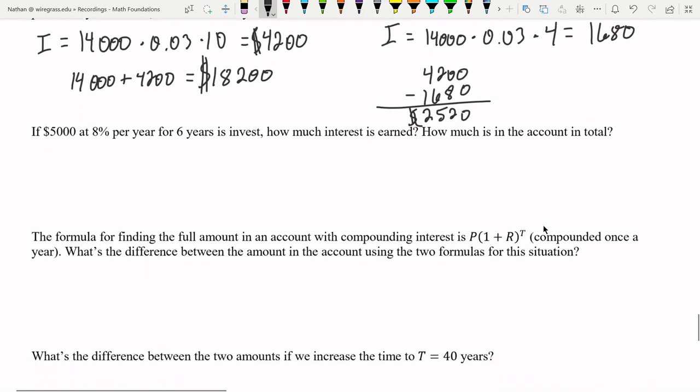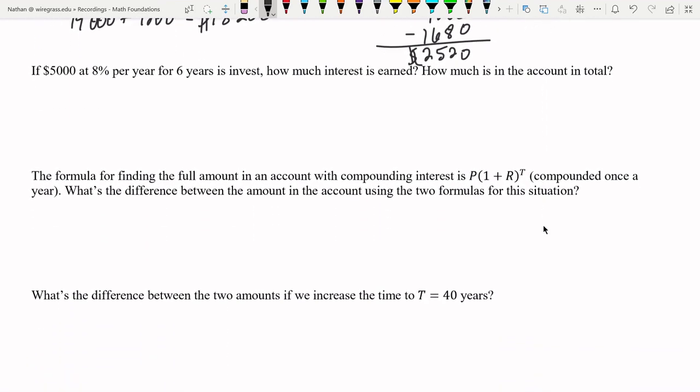Now, if $5,000 is invested at 8% per year for 6 years, how much interest is earned and how much is in the account in total? So $5,000 is our principal. So our interest is going to be the principal times the interest rate, which is going to be 0.08. And 6 years is the investment time. Putting that in a calculator, I get 2,400. That's how much interest is earned.